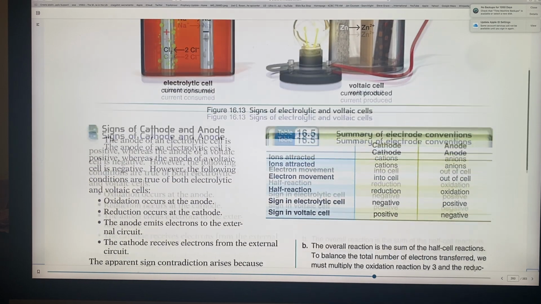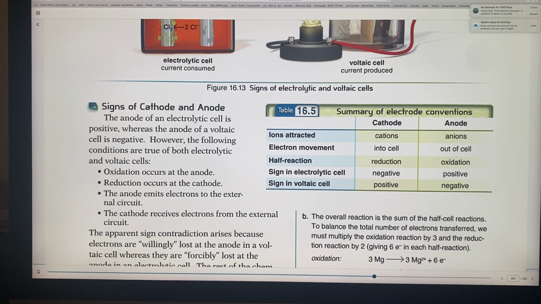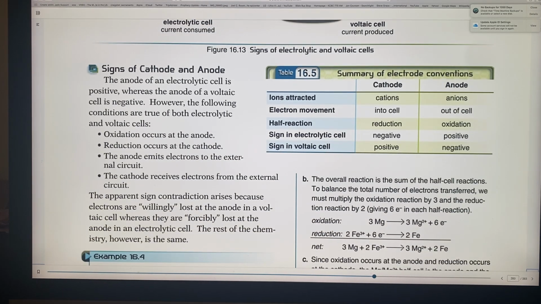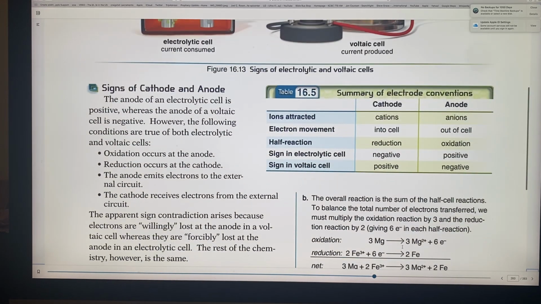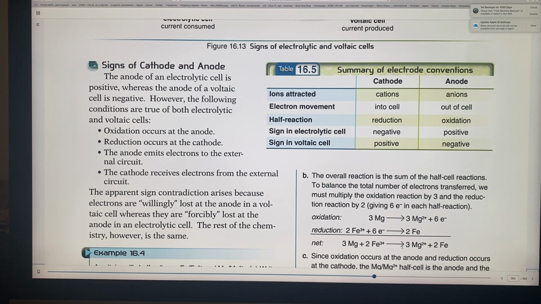So let's go here: the signs of a cathode and anode. The anode of the electrolytic cell is positive, whereas the anode of the voltaic cell is negative. That is something else. So why is it negative? Remember, because one is more negative than the other. So you're going to have that question. However, the conditions are true of both electrolytic and voltaic cells.